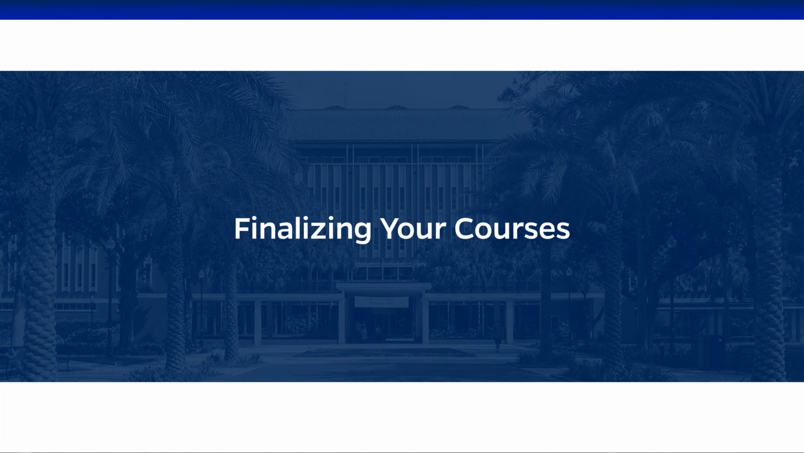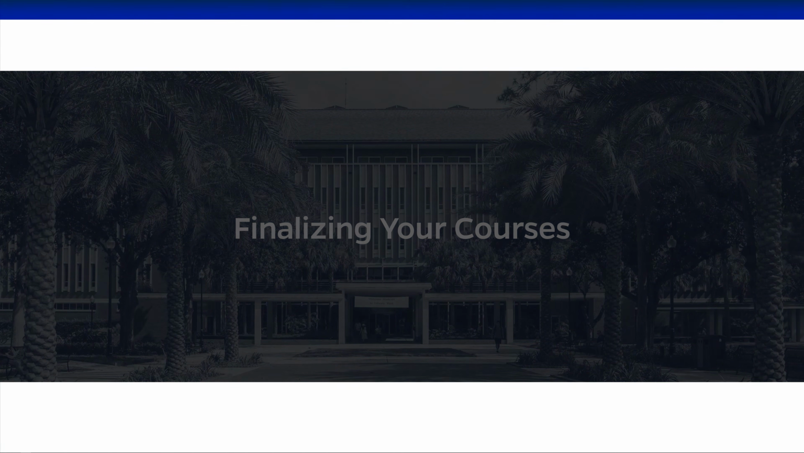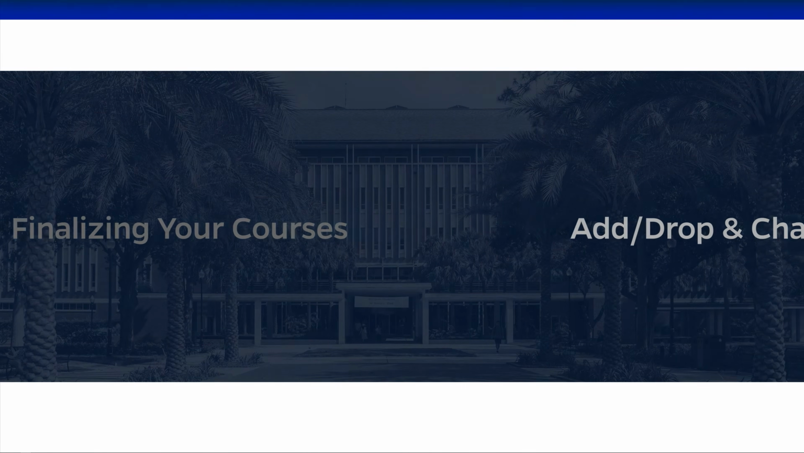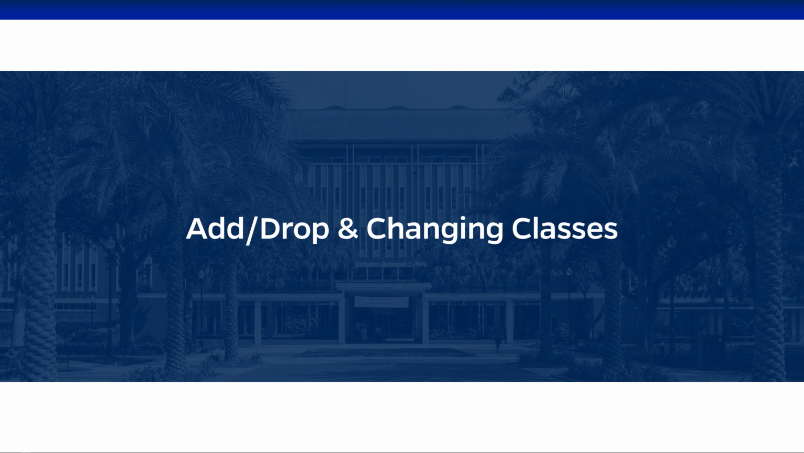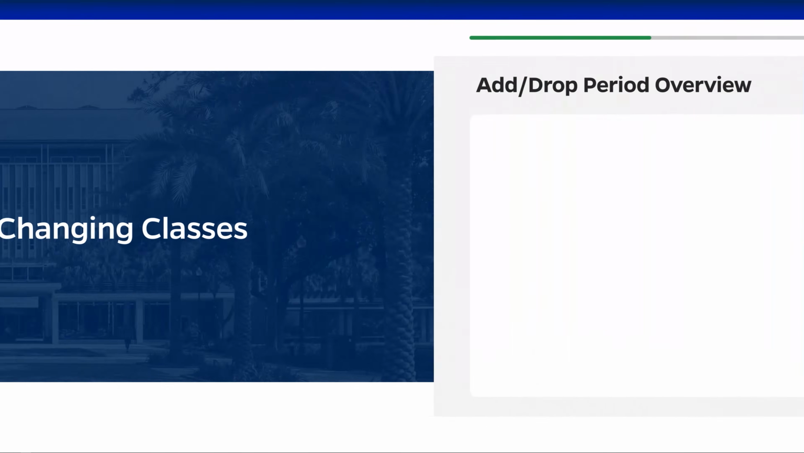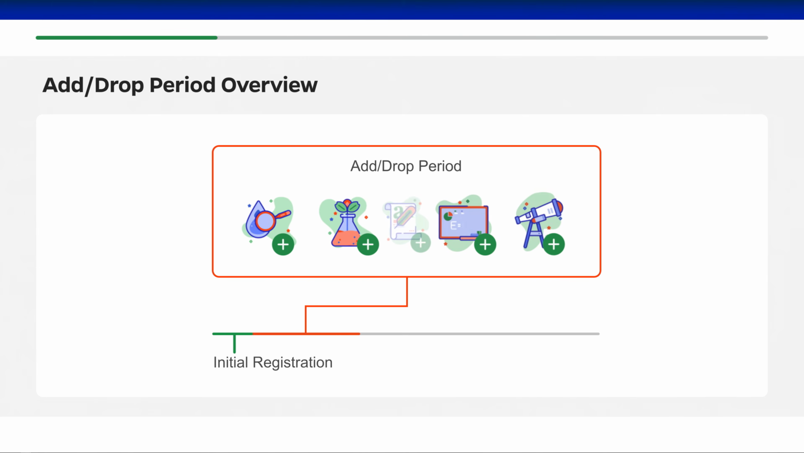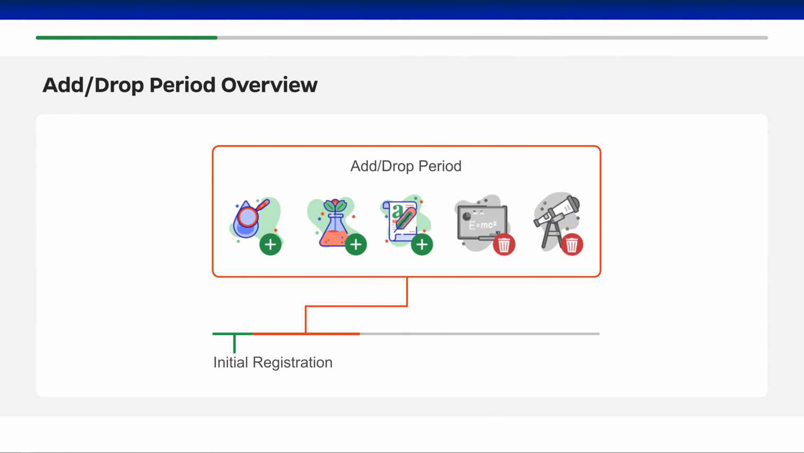Now that we have submitted our final course request for the semester, let's talk about changing or dropping classes after you've been registered. The add drop period begins after initial registration when students can contact the UF Dual Enrollment Office to request course changes, swaps, or drops through the add drop deadline without any negative repercussions.